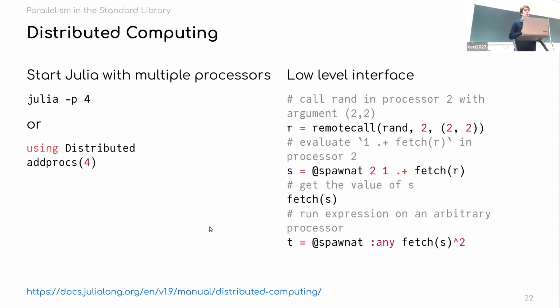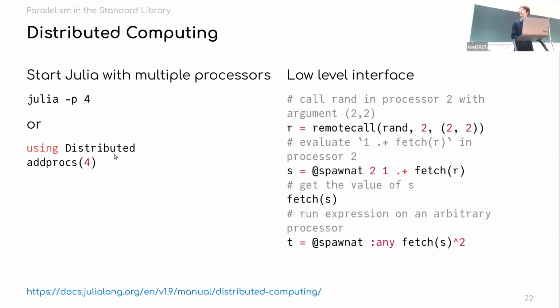Okay, so now is the slightly more interesting topic, distributed computing. In exactly the same way as you can launch Julia with multiple threads, you can also launch Julia with multiple processors, on the cluster or even on my laptop. So for example, if I start Julia with -p 4, I want 4 processors available to Julia. But I can also do that at runtime.